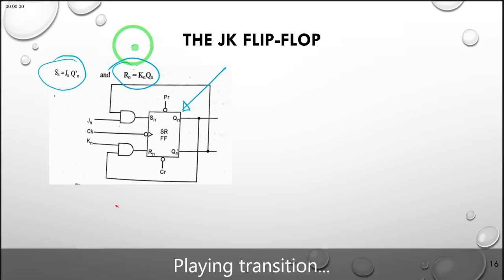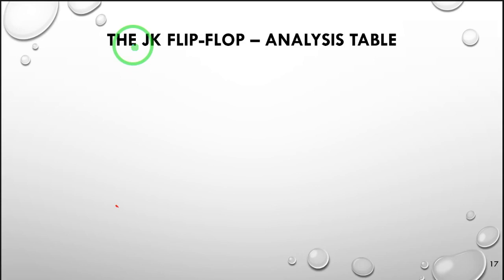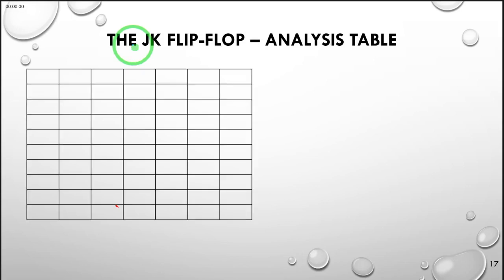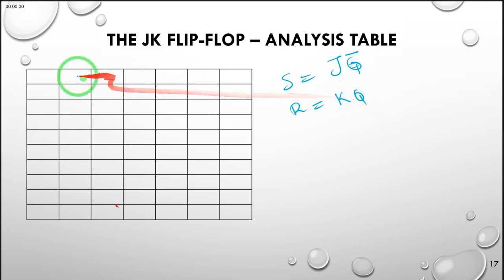So here we'll build an analysis table to understand what the next state will be when we know J and K. Since we are forming the JK flip-flop from the SR flip-flop, we can also consider what S and R are at different positions. We have said that S equals J Q bar and R equals K Q, so we will list them down here as our inputs.